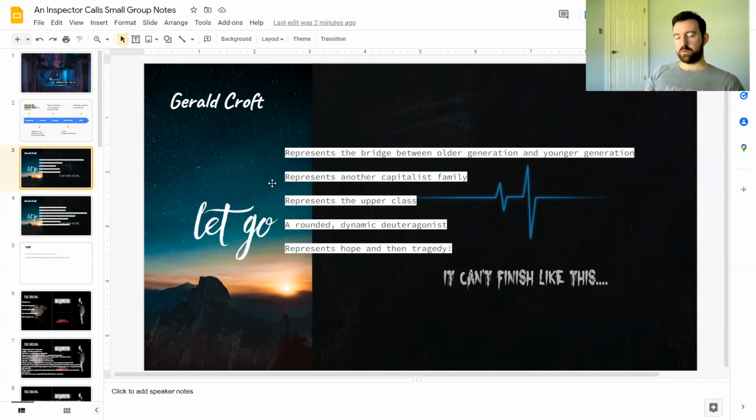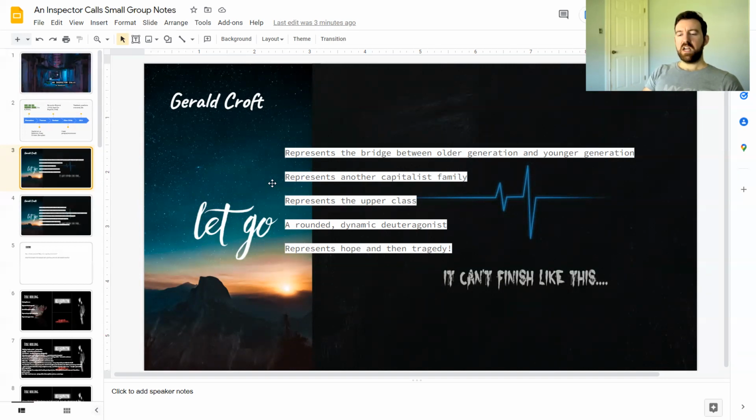And we get the sense when he's being interrogated by the Inspector that he truly is in love with Eva Smith, or Daisy Renton. Yeah, he's actually in love with her. It's a bit tragic because we get the sense that he has to marry Sheila for the arrangement of the Birling company, which is obviously Arthur Birling, Mr. Birling's company, to kind of merge and agree with the Croft Limited company, which is Gerald's family's company. So it's a bit of an arranged marriage, we get the sense.